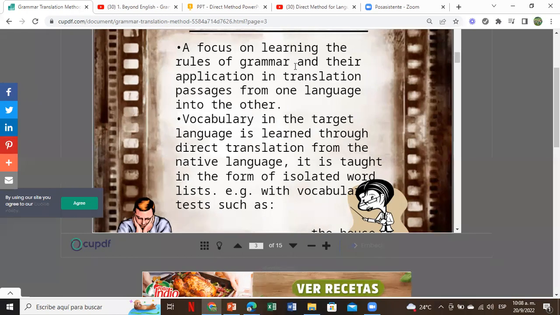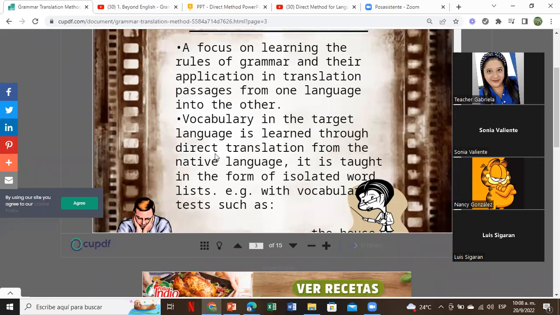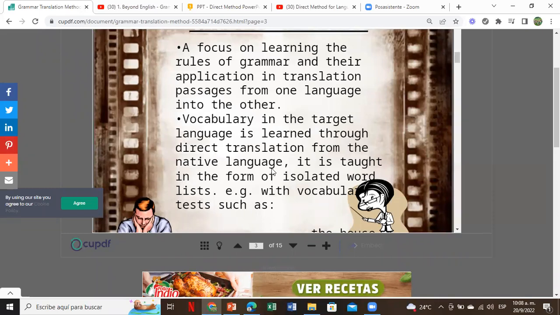But this is not the target language. Vocabulary in the target language is learned through direct translation from the native language. It means the same. For example, British, American, Canadian and Australian English are totally different. I remember we compared them in the first course. If you compare the different accents, they have different accents and also different meanings and synonyms too.